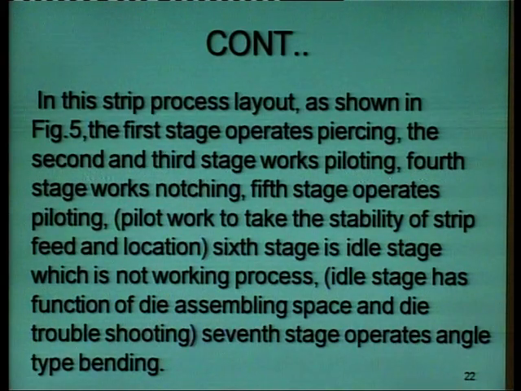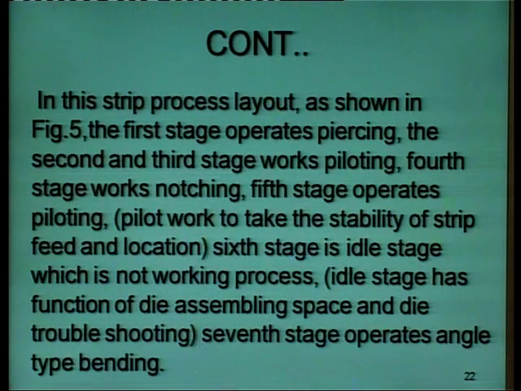Now, the first stage operates piercing, meaning cutting, and the second and third stages work as piloting, meaning they just guide the tools. The fourth stage works as notching, meaning cutting the edges of the blank, removing the metal from the edges, which is called notching. Again, the fifth stage operates as piloting. What the pilot does is maintain the stability of the strip, feed and location. Now, the sixth stage is the idle stage, meaning no working process is done in it, and the idle stage has the function of die assembly space and die troubleshooting.